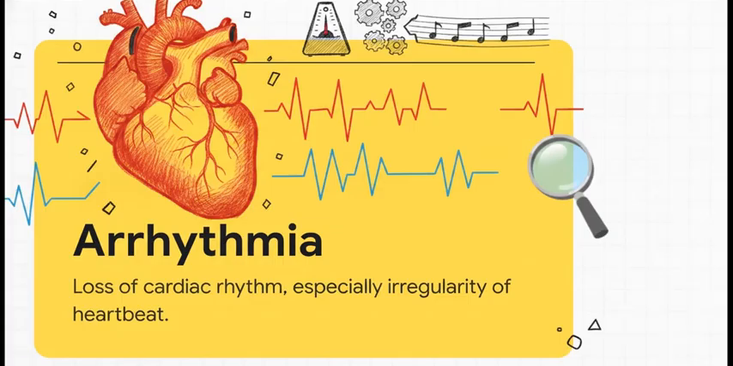So before we get bogged down in the heavier pharmacological terminology, let's establish a really solid baseline. An arrhythmia is simply defined as a loss of cardiac rhythm, specifically an irregularity of the heartbeat. In other words, our perfectly timed electrical house has lost its metronome.